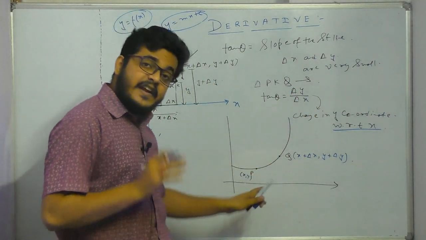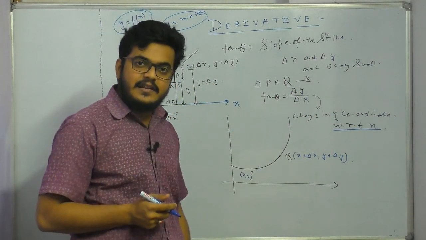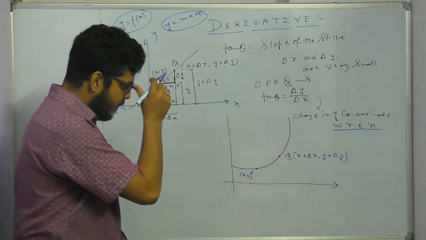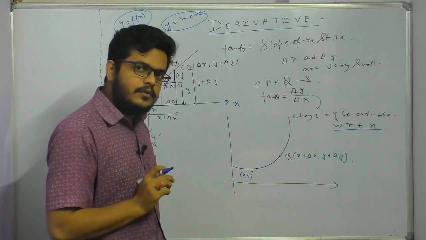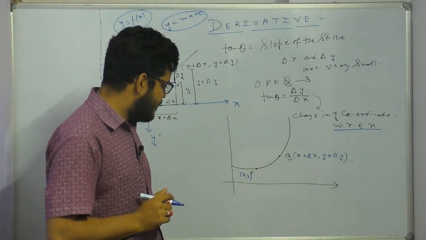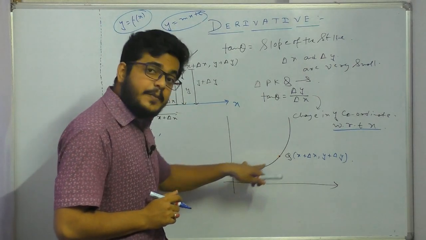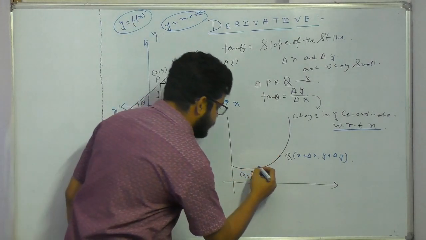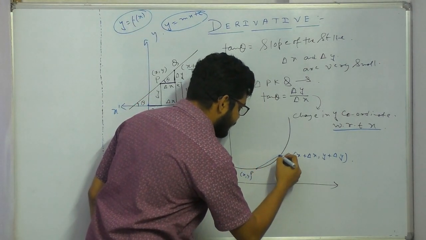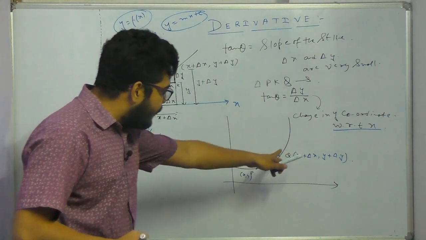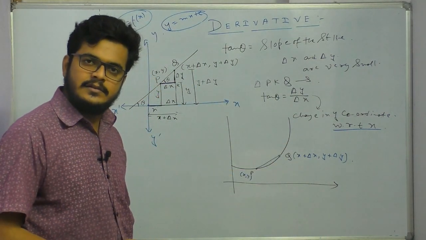Clear? Since Q is very near to P, as I already said. Okay. Now watch closely. If I join the points P and Q by a straight line, then what is going to happen? I join the points P and Q with a straight line.